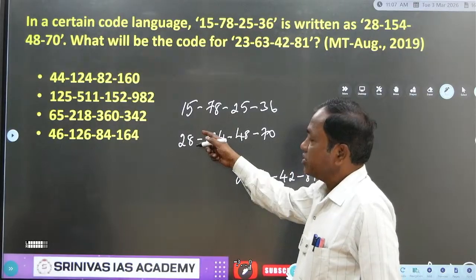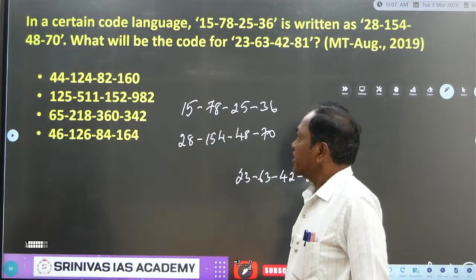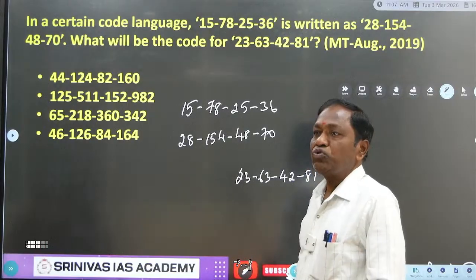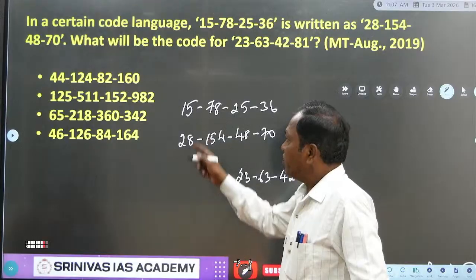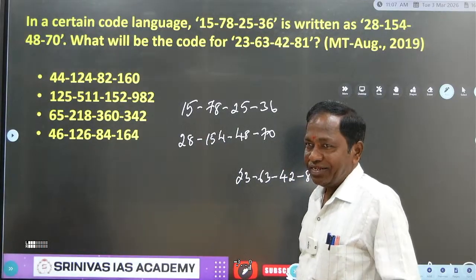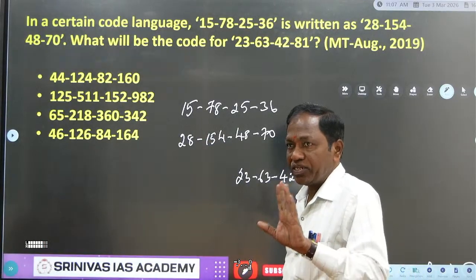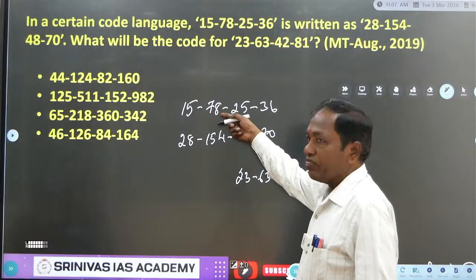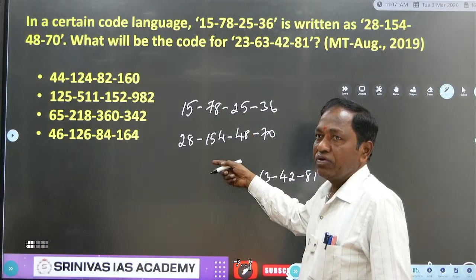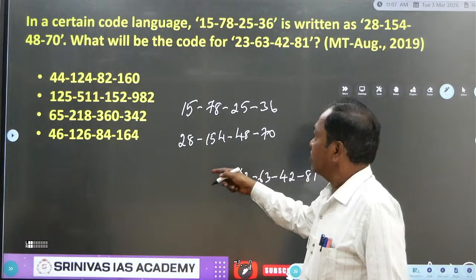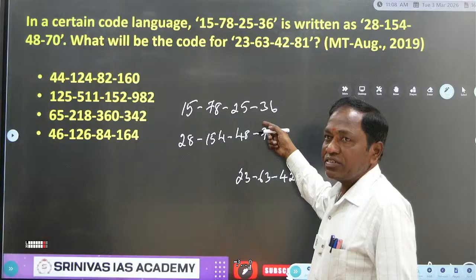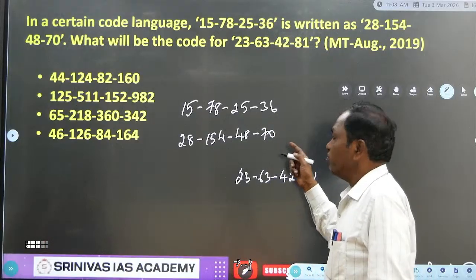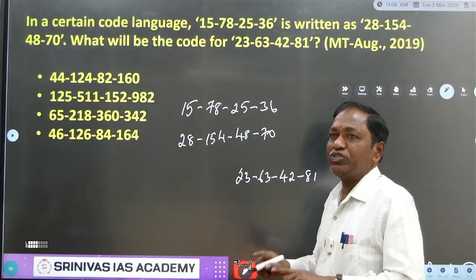It means almost double. It's not exactly double, almost double. 15 into 2, 30, say minus 2. Let us say 78 into 2, 156 minus 2. 25 into 2, 50 minus 2. 36 into 2, 72 minus 2. Into 2 minus 2, into 2 minus 2.